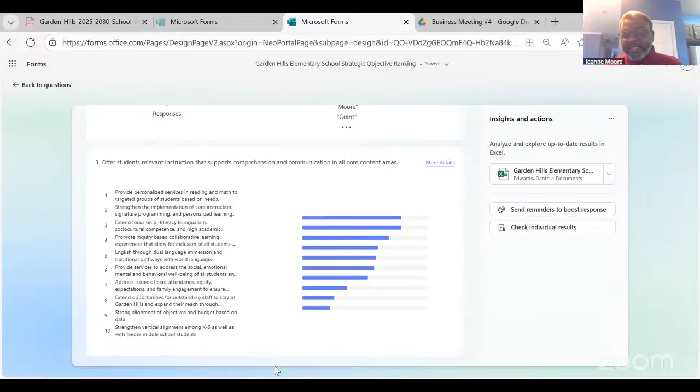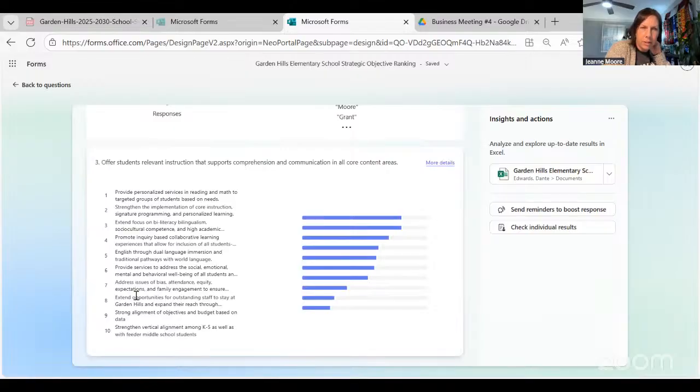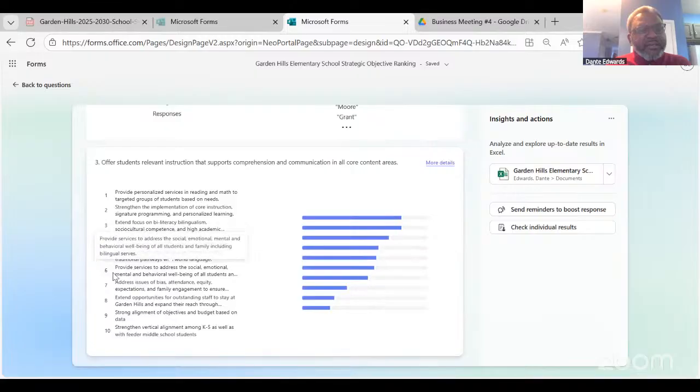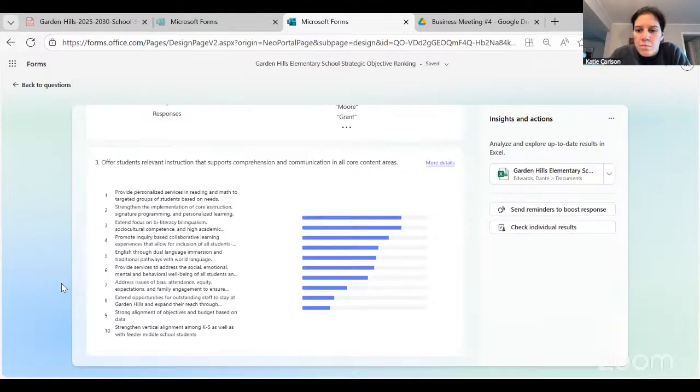If anybody has any questions, go ahead. Are number 5 and number 3 actually the same objective, or are they two separate ones? They are the same, and the one that's missing is, I think, a very important one: offer students relevant instruction that supports comprehension and communication in all content areas. So that one's not in the list.